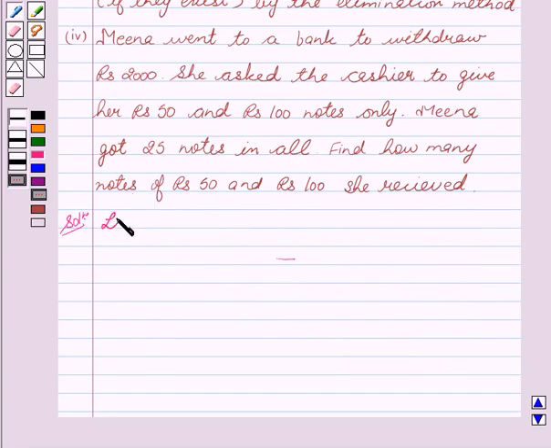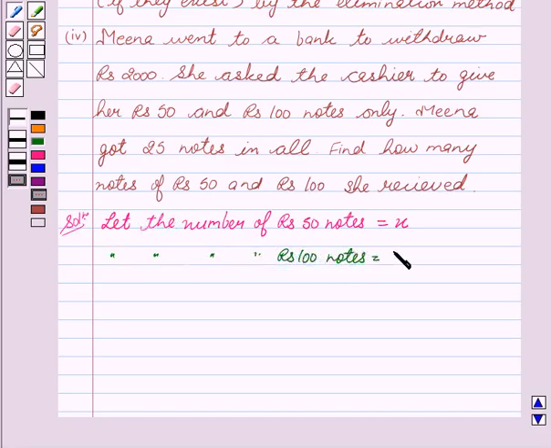Let the number of rupee 50 notes be equal to x, and let the number of rupee 100 notes be y. Now, since we are given that total number of notes Meena got is 25, this can be written as x plus y equal to 25. This is our first equation.